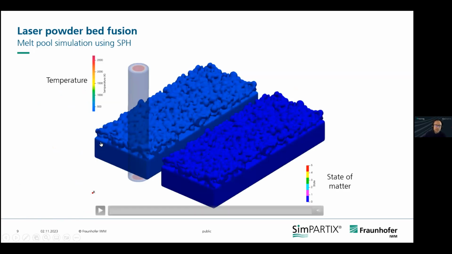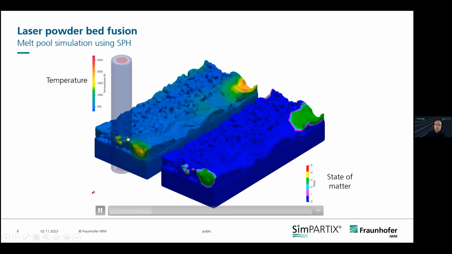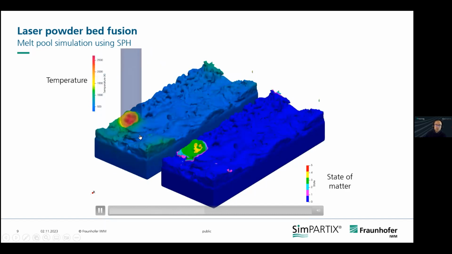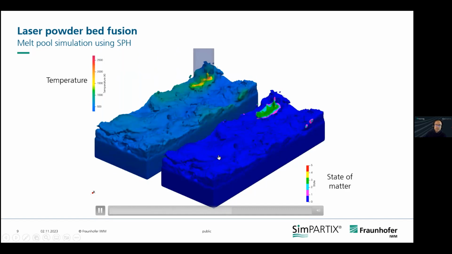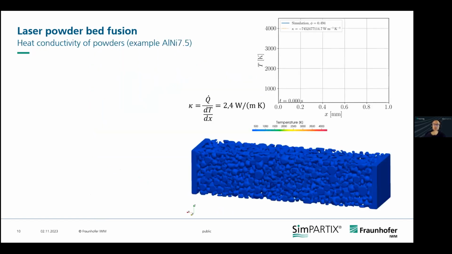What we have here is the substrate. This is going to be already molten layers from previous printing steps. And here on the top, you see the powder layer, and this is the laser. You see the laser traversing, the powder melts, and the powder solidifies again. On the left, you see the temperature profile. And on the right, this is the state of matter, meaning is it solidified, is it liquid, or is it evaporating, etc. So, coming a bit more into the details.